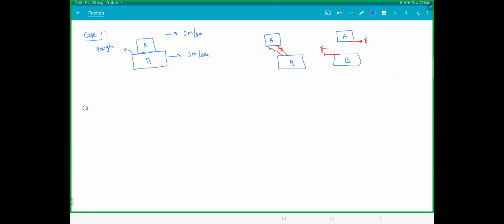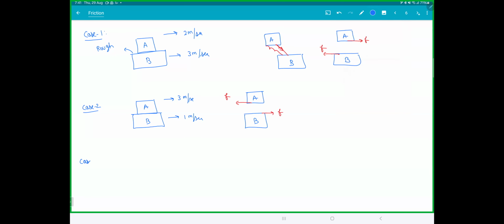Case 2. Let's say A is there, B is there. Let's say A is going with 3 meters per second. Let's say B is going with 1 meter per second. Now, how will the friction be? Again, your job is not to stop them. Your job is to make sure they go together. Who is going faster? A is going faster and B is going slower. So whom should you support and whom should you oppose? You should oppose A and you support B. Make sense?